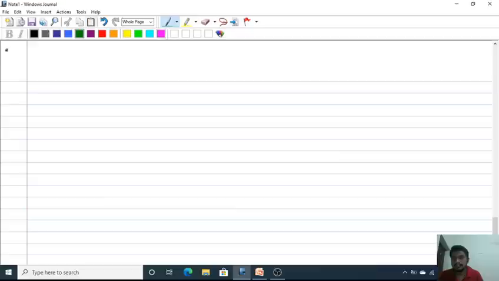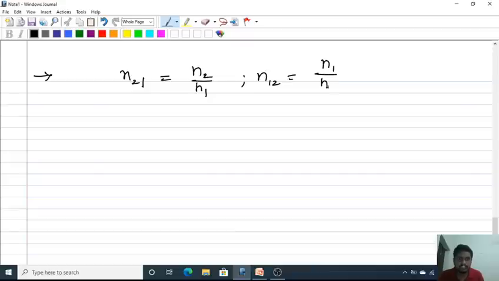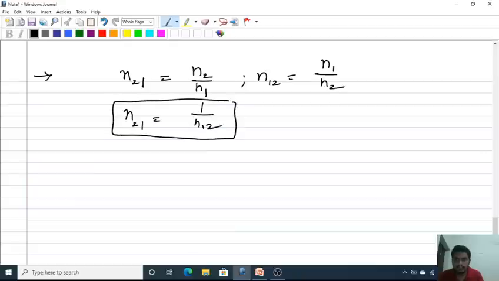Okay, the next one: we can write n21. What is n21? The refractive index of the second medium with respect to the first medium. n21 can be written as n2 by n1. And n12 is the refractive index of the first medium with respect to the second medium. It can be written as n1 by n2. Therefore we can say that n21 is equal to 1 by n12. In place of n21 we can write 1 by n12.